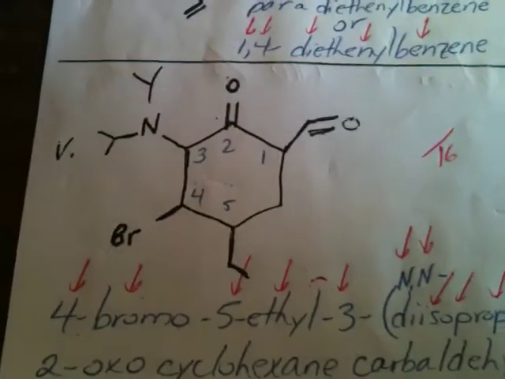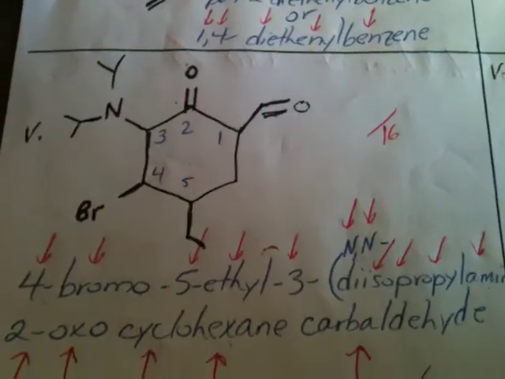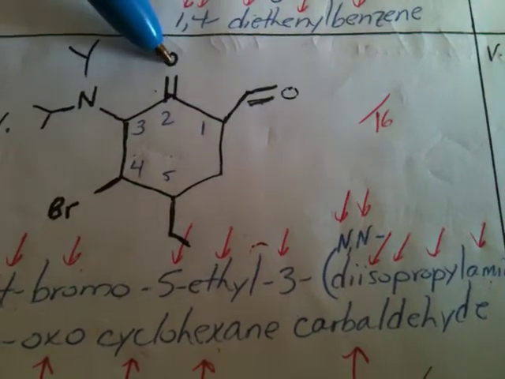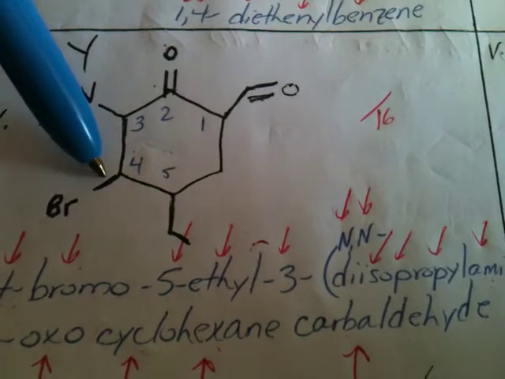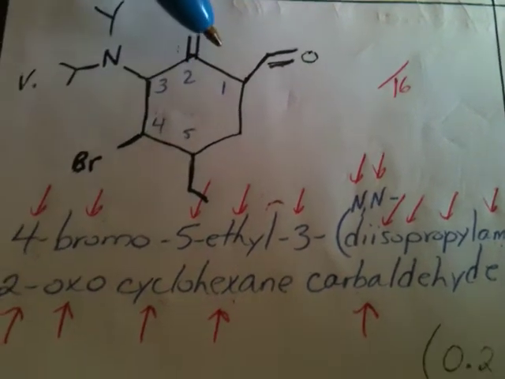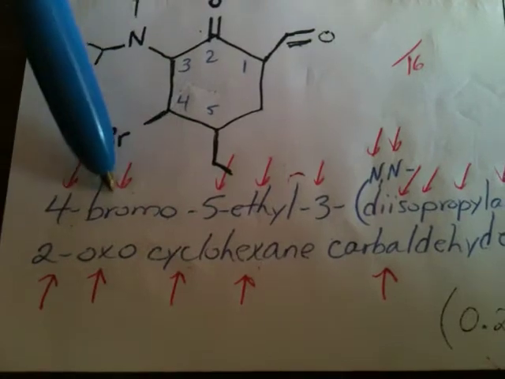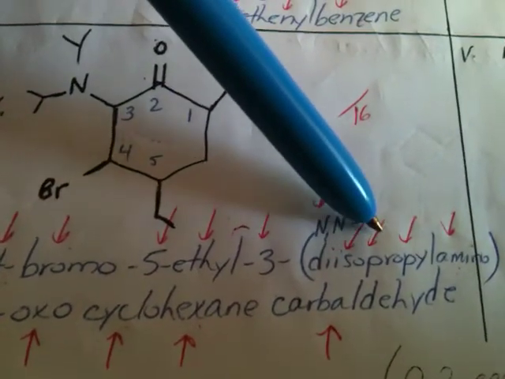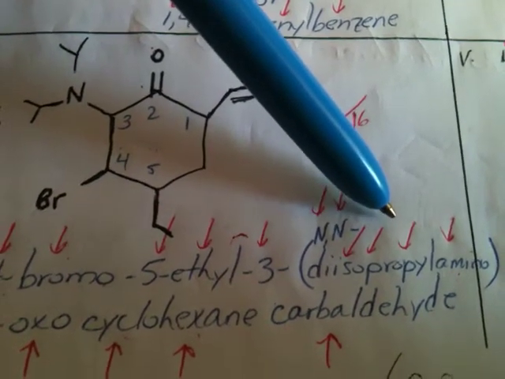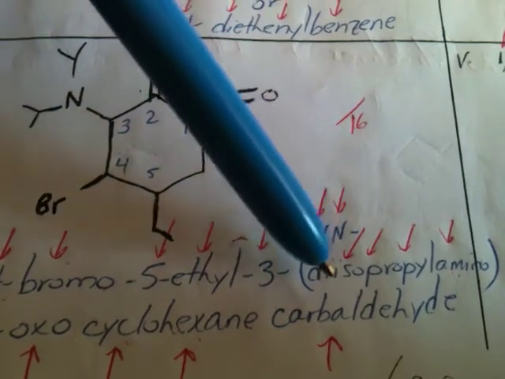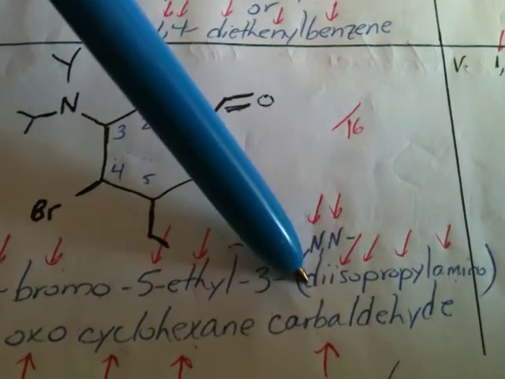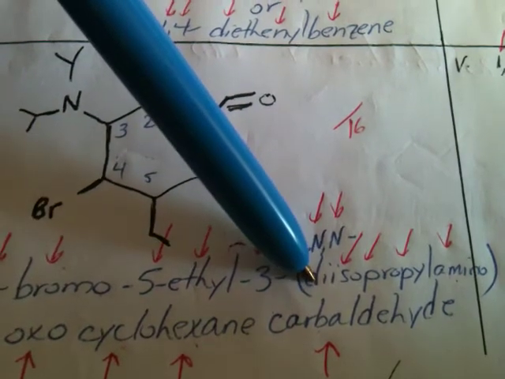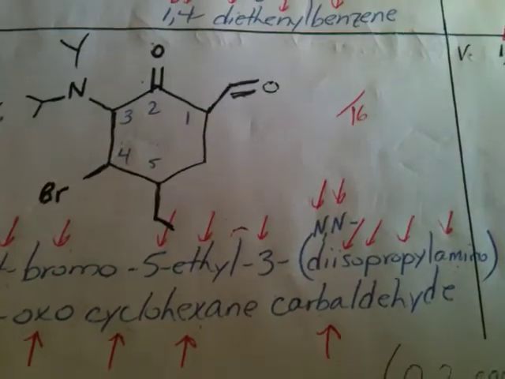The fifth molecule is a substituted cyclohexane. It's got an aldehyde group, a ketone group, and an amine group, a halide, and an ethyl group. Normally you alphabetize the substituents. When you have a substituted substituent, you count the alphabetic order from the prefixes. So I'm a little bit uncertain about that because I don't know if you would count the N or the di. If anybody knows better, let me know.